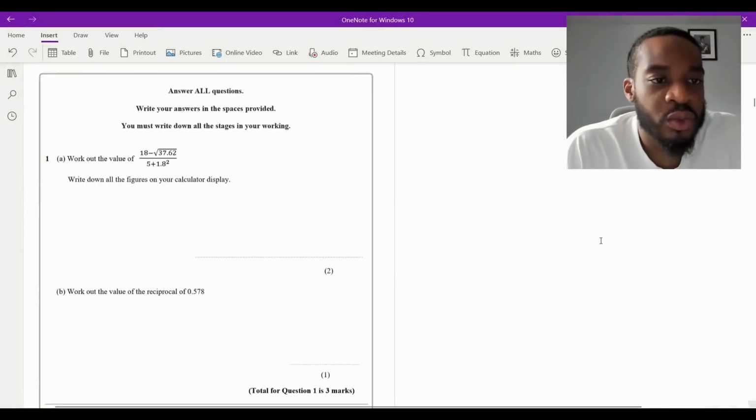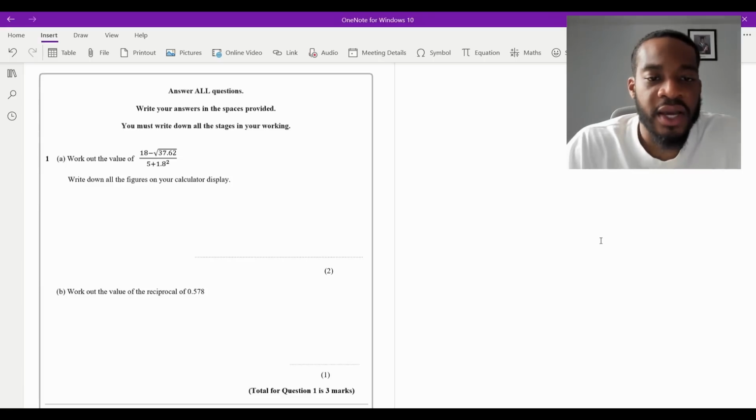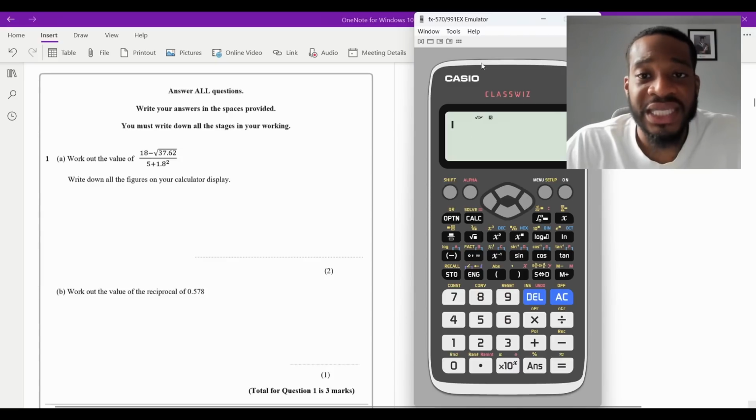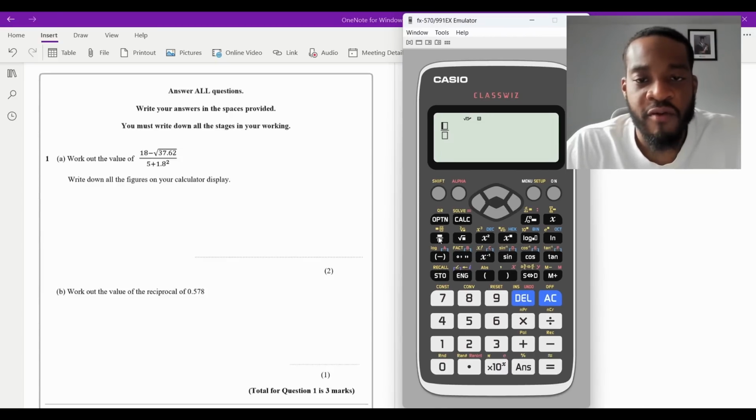Okay, so question one says, work out the value of 18 minus the square root of 37.62 divided by 5, plus 1.8, all squared. Write down all the figures on your calculator display. This is just calculator work, so I'm going to put it exactly how it is. Make sure you use the fraction button and write it the same way it is. You can never lose this mark. Minus the square root of 37.62 over 5 plus 1.8 all squared, and this gives me that number there.